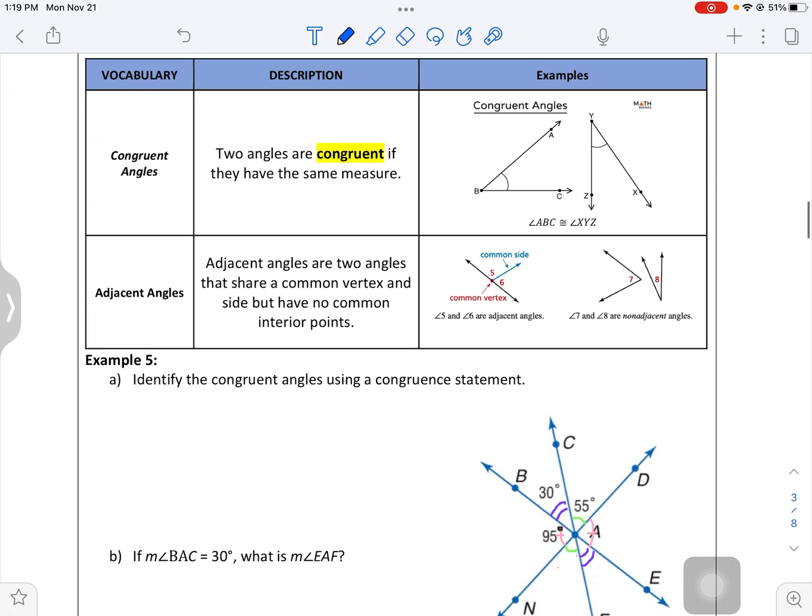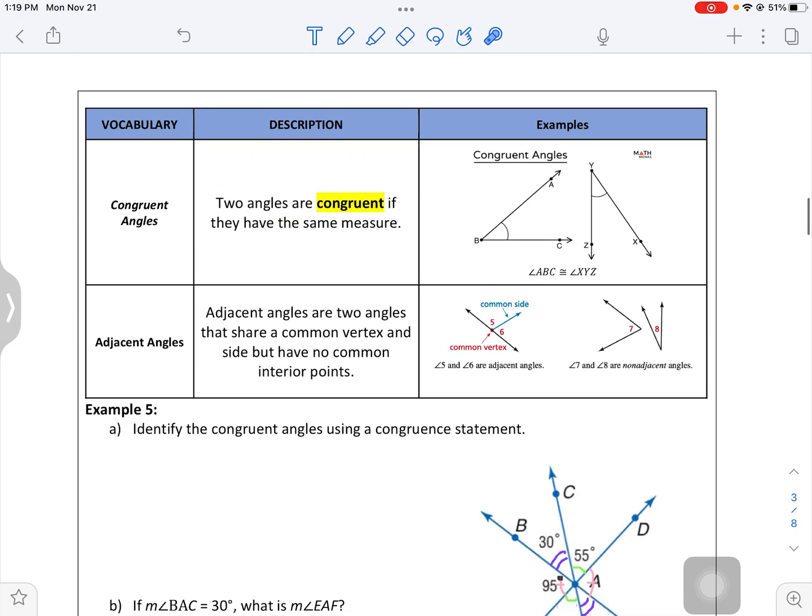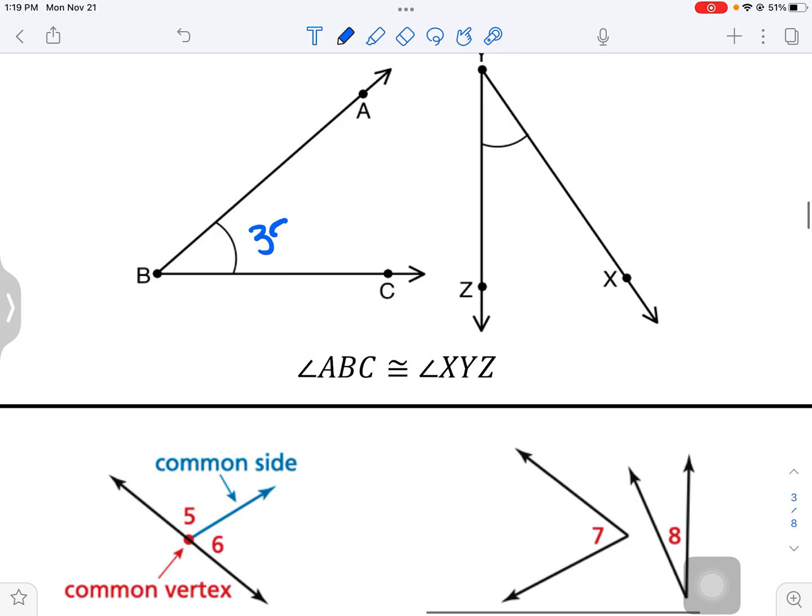Okay, so now we're going to talk about angles. So we've got congruent angles. Two angles are congruent if they have the same measure. So if this angle and this angle have the same measure, they're congruent. And this is the symbol for congruent. Remember, congruent means it's the same measure. So if this one is 35 degrees, that means this angle is also 35 degrees. We say angle ABC is congruent to angle XYZ.